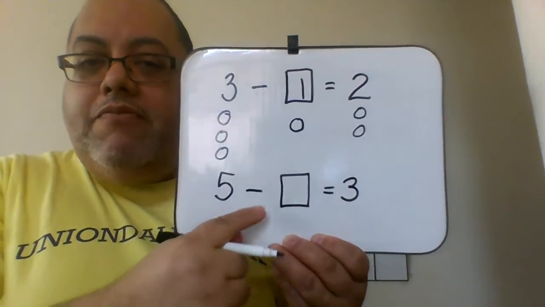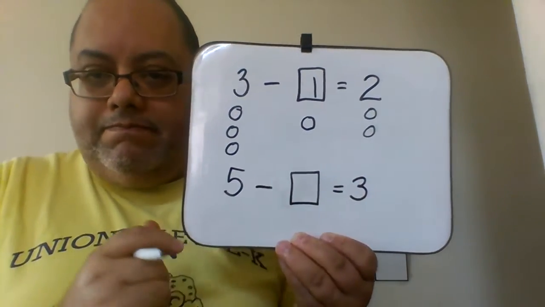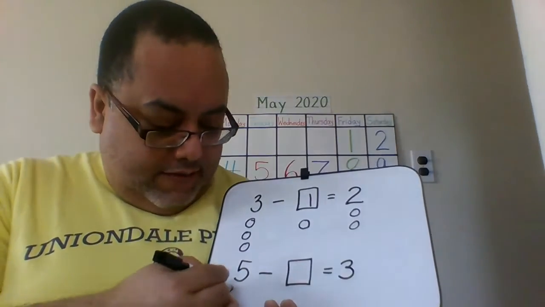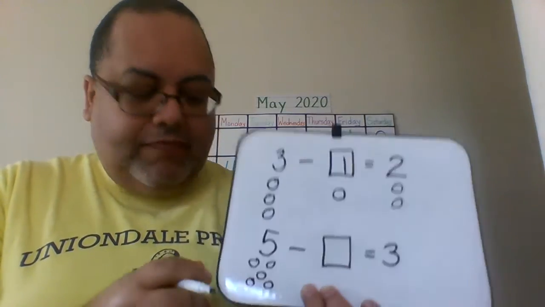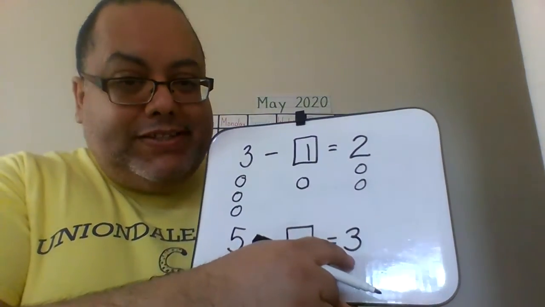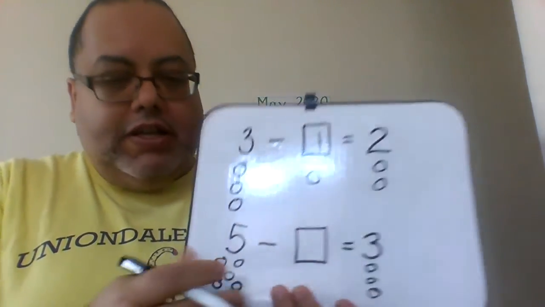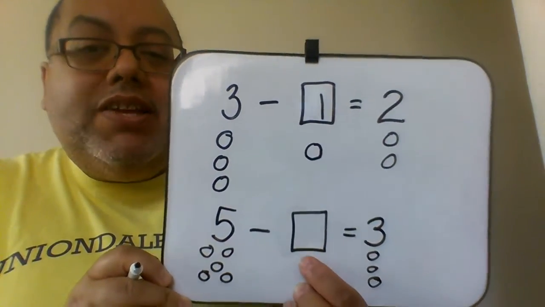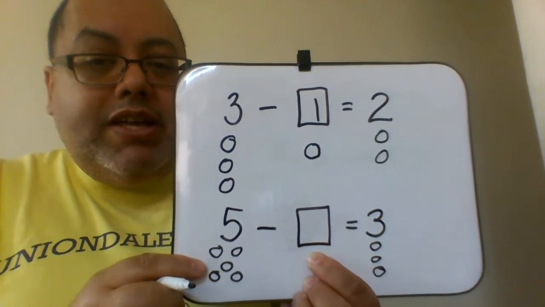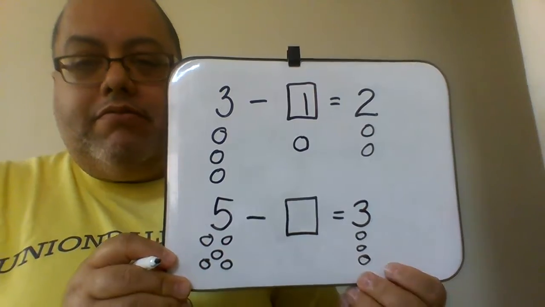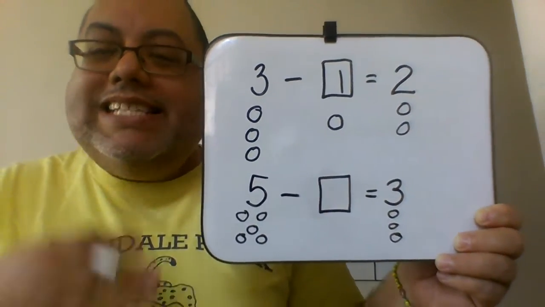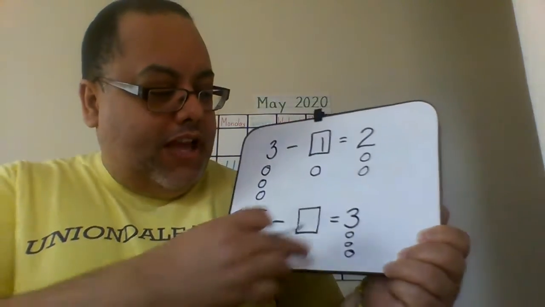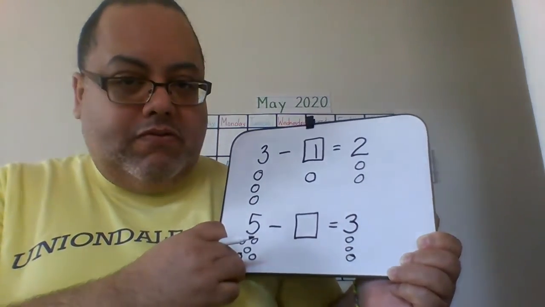The equation says 5 minus something equals 3. If I have how many? 5. I need to draw 5. Okay? But my answer, or my difference, is 3. So what number did I use in here to take away some of these and then get 3? Well, the first thing you need to know is the opposite. I know that 3 plus something equals 5.